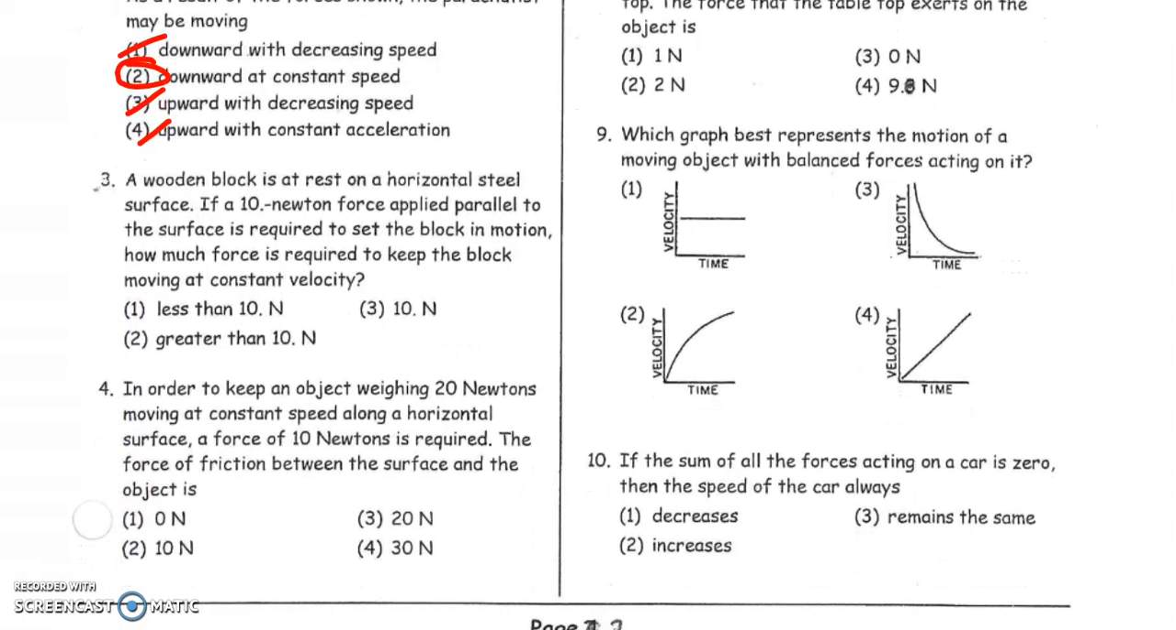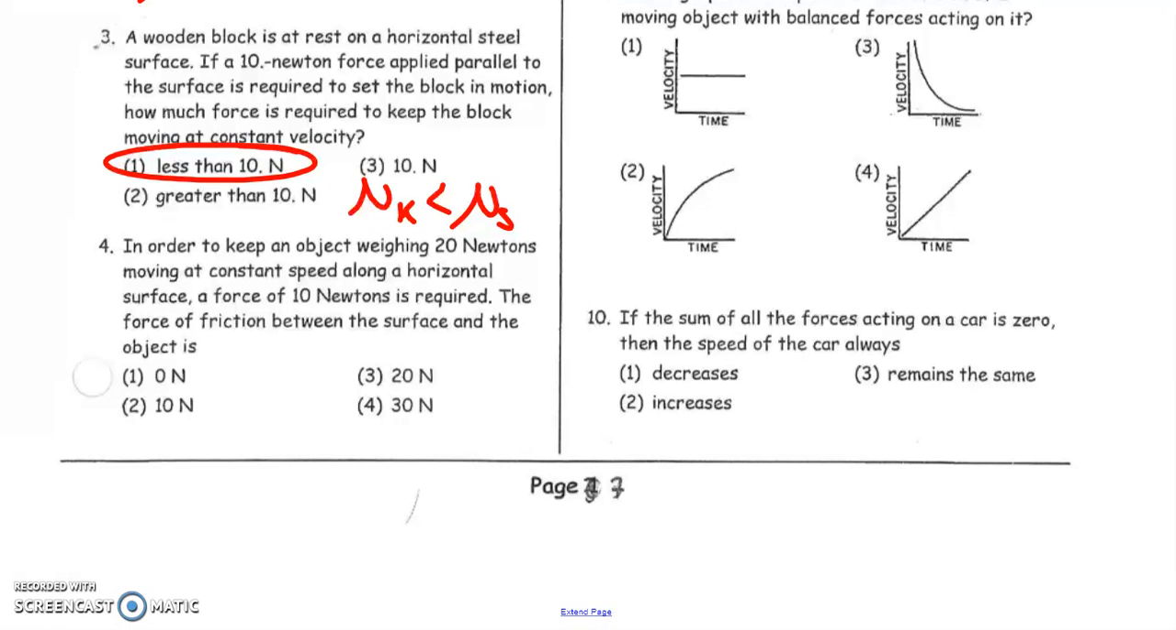Number 3, we have a wooden block at rest on a horizontal steel surface. A 10 Newton force is applied parallel to the surface, required to set the block in motion. How much force is required to keep the block moving at a constant velocity? Those of you that originally had 10 newtons, you're forgetting the fact that the kinetic coefficient of friction is less than the static coefficient of friction, meaning that once you get it moving, it's now a kinetic case. So the force, I don't know what the number is going to be, but I know it's going to be less than 10.